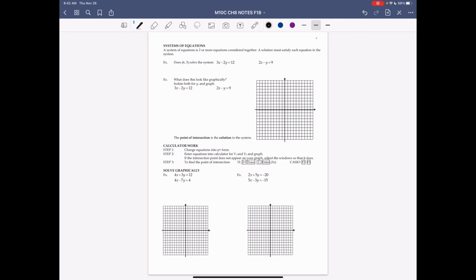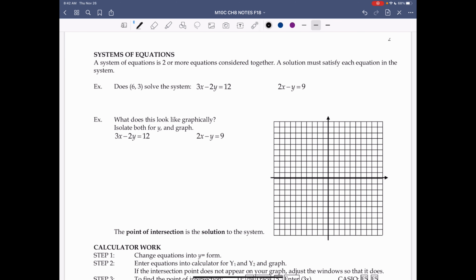Systems of equations. A system of equations is two or more equations considered together. A solution must satisfy each equation in the system. Example, does 6, 3 solve the system 3x minus 2y equals 12 and 2x minus y equals 9? Does the point 6, 3 solve the system? What does it mean to solve the system?